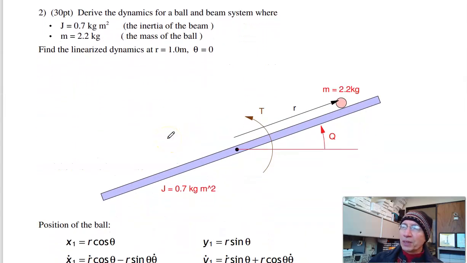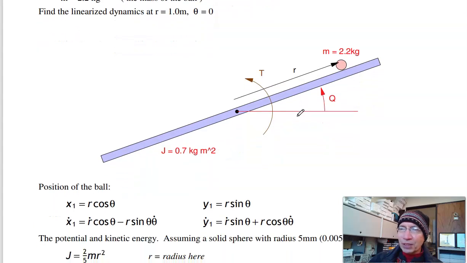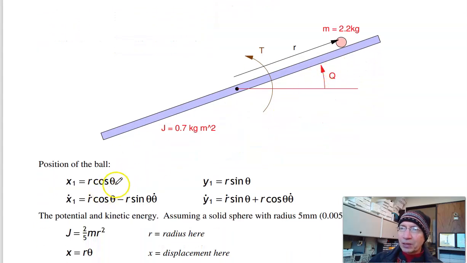Ball and beam system. Here's a beam. I have a torque spinning it around. On top of it, there's a ball rolling back and forth. Find the dynamics. Again, same procedure. Find the position of the ball. Take the derivative.